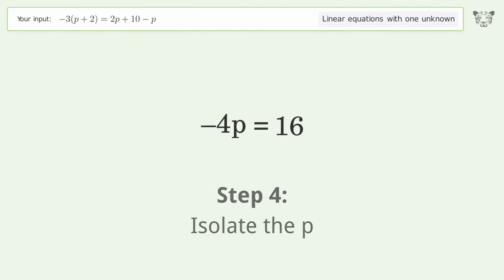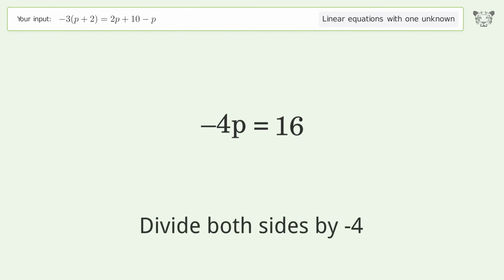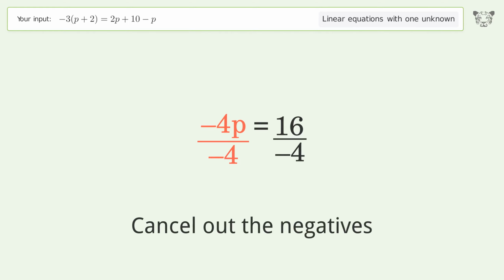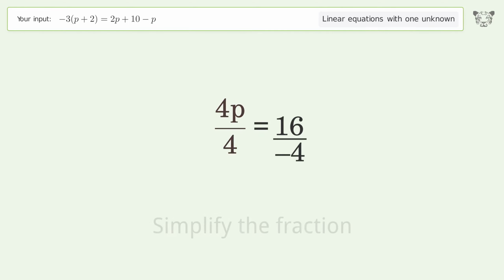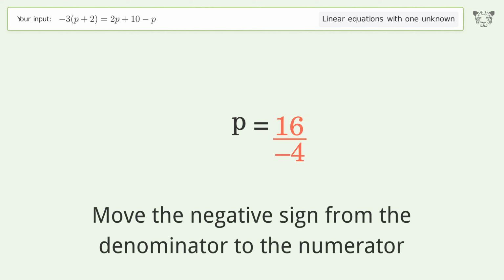Isolate the p. Divide both sides by -4. Cancel out the negatives. Simplify the fraction. Move the negative sign from the denominator to the numerator.